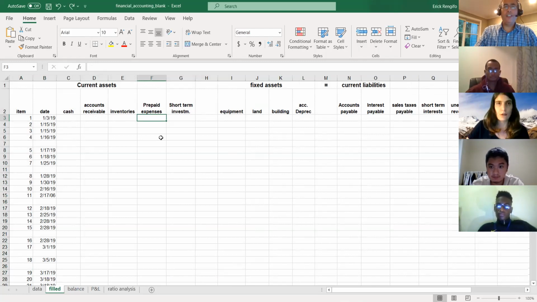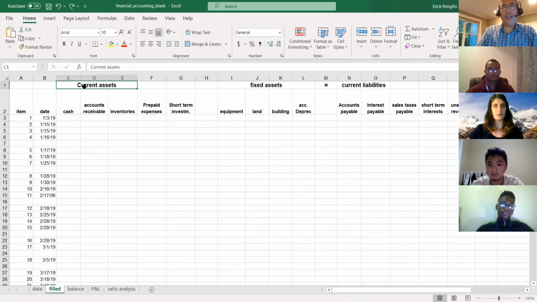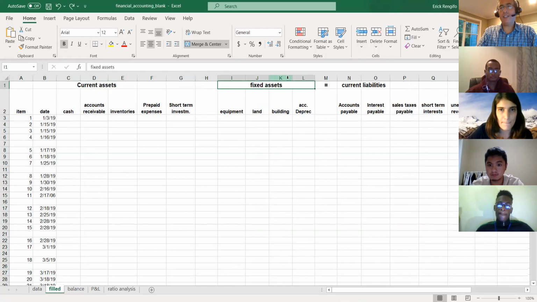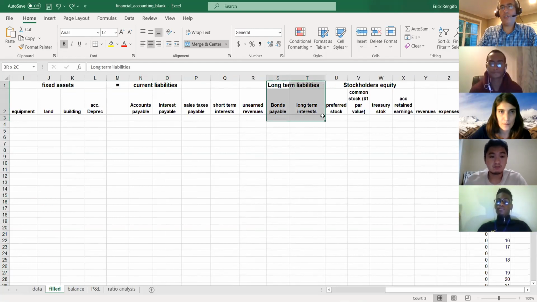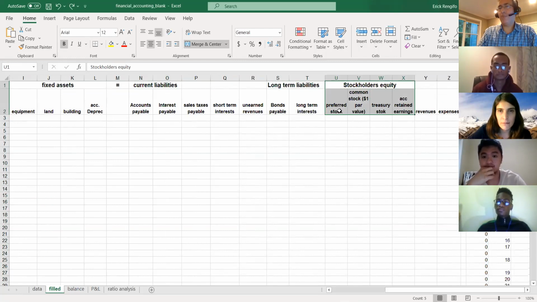Yep, perfect. So what I've done here, guys, is I've defined my current assets. I define my fixed assets. I define my current liabilities. I define my long-term liabilities, that are these two guys. And I define my shareholders' equities. I have preferred stock, I have common stock, I have treasury stock, and I have retained earnings.